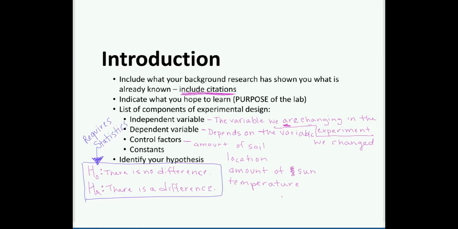Okay, the other thing that you can do, and that's really common, it gets used a lot, is an if-then hypothesis. So you've probably seen this. So if we do this, comma, then this will happen.